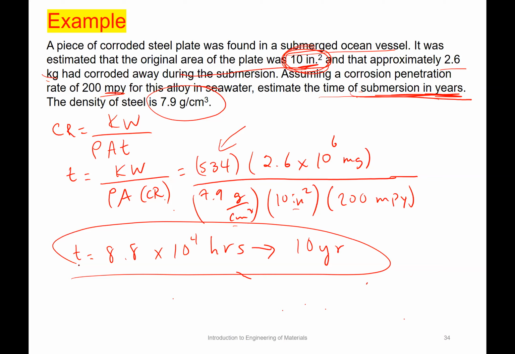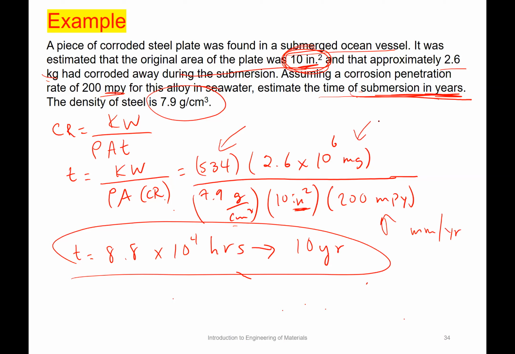What was the other number for K? It's 87.6, if your units were centimeters squared, and if this were given in millimeters per year. Those are the coupling, okay? And of course, they're both here. The mass loss, whether you use 87.6 or 534, it's still in milligrams, okay?